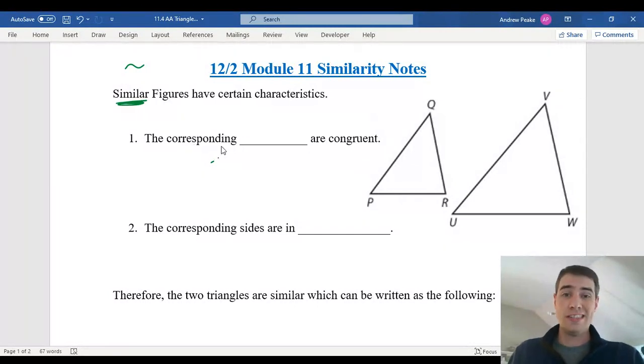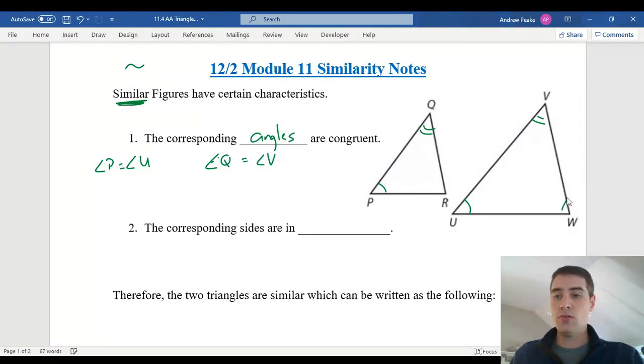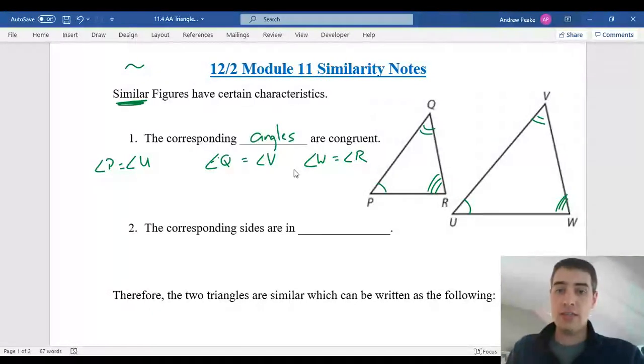The first is the corresponding angles are congruent. So in this case, let's say P would go with U. So angle P is congruent or equal to angle U, and Q would go with V. So angle Q is equal to angle V, and then angle W would go with angle R. So all these angles are equal to one another, congruent, assuming that these two triangles are similar.